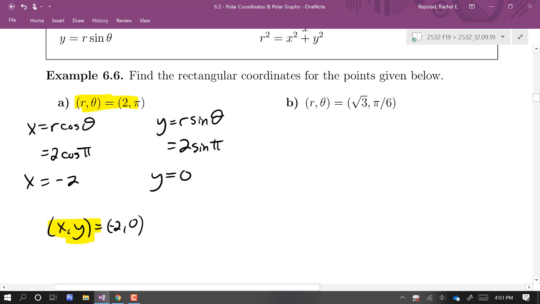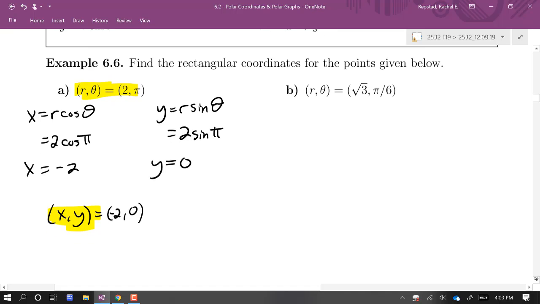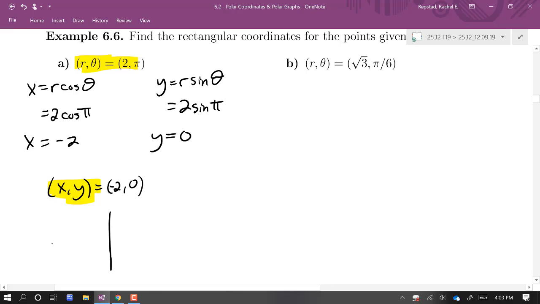Now, so we get the coordinates -2, 0. If we visualize this, we're perhaps not surprised. We're going 2 units out at pi radians. Pi radians is 180 degrees at 2 units out, so that should be the point -2, 0.